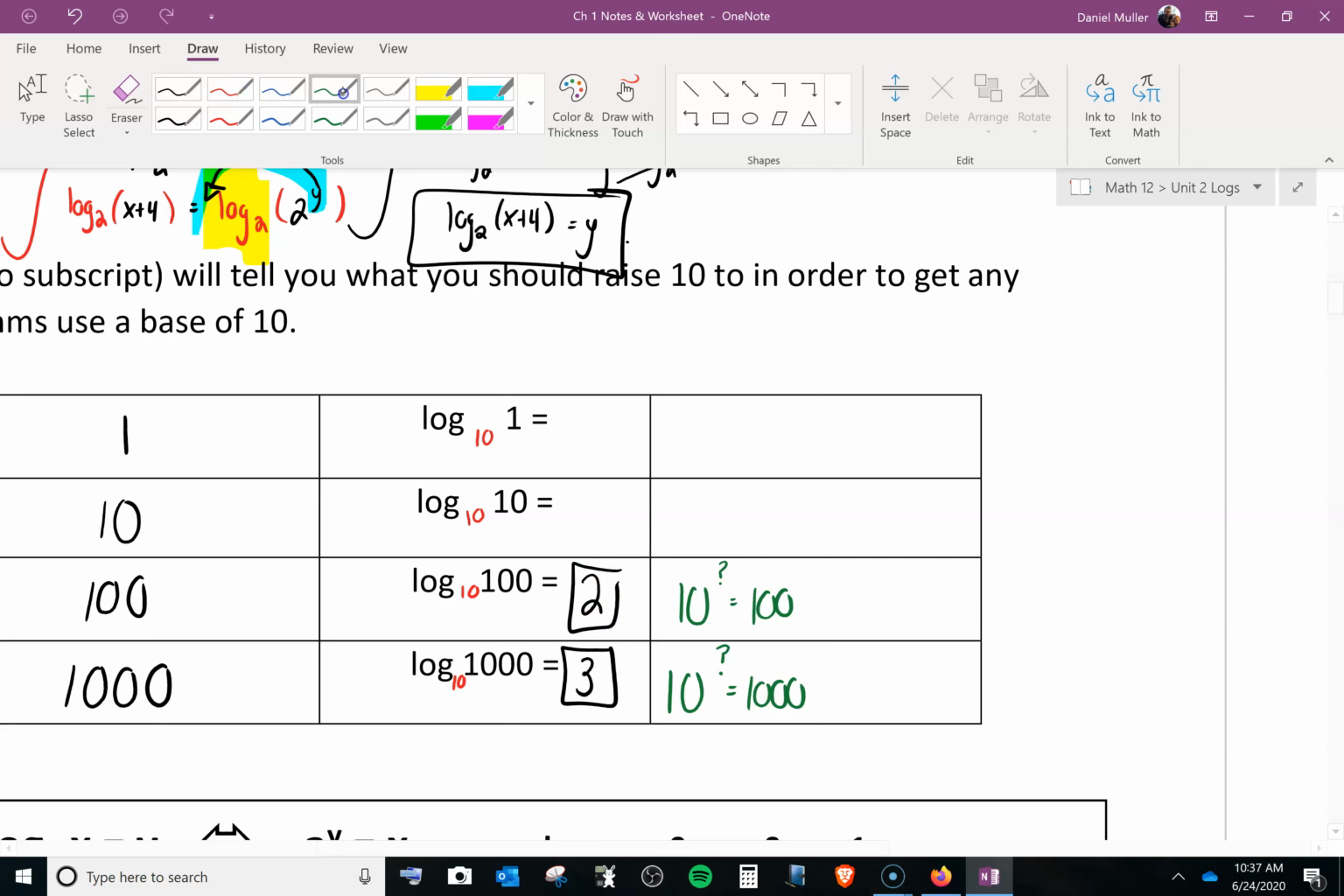And this, again, says 10 to the what got me 10. And this says 10 to the what got me 1. So here, looking at this one, 10 to the power of 1 got me 10. And 10 to the power of 0 gets me 1. So that's how you have to read logarithms.